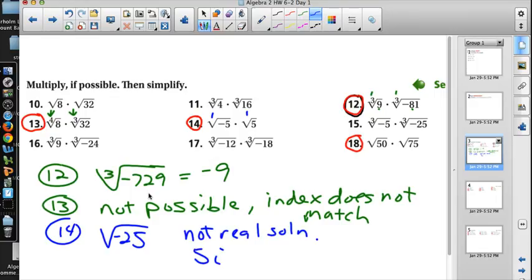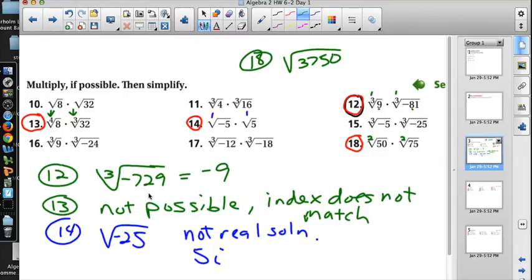And for number 18, we check the index. These are both square roots, so again, those are both little magical 2's there. And I'm going to put this one up above here so I have enough room to do it. So we go ahead and multiply 50 times 75 and get 3,750.